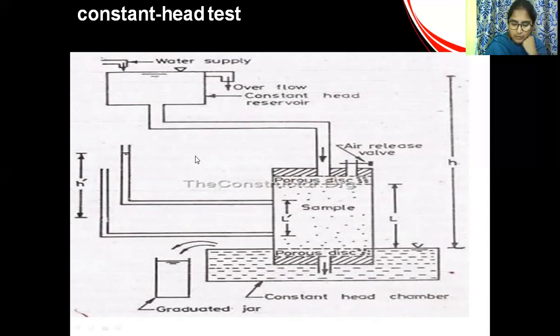Water will continuously flow through the sample to the drainage base, and flow out to the constant level bottom tank, in which the outlet is submerged. In a variable head test, the head is varied, but in this constant head permeability test the head is constant.